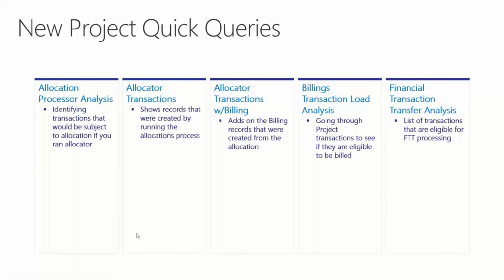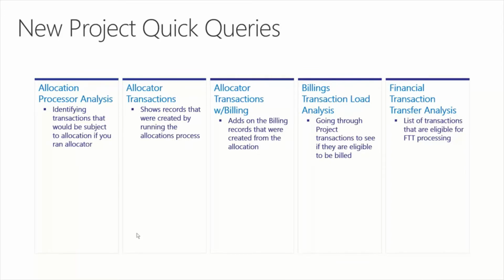And so I spoke to a series of consultants about what are some of the common quick queries that you take with you when you start working with a customer. And the ones that I got a lot of feedback on are around people who are working in the project world. So there is a quick query for allocation. The first three that you see here, the one is if you've set up your allocations in the system and you want to know, if I ran allocations today, what would be subject to be included in those allocations? That's the one query that's included.